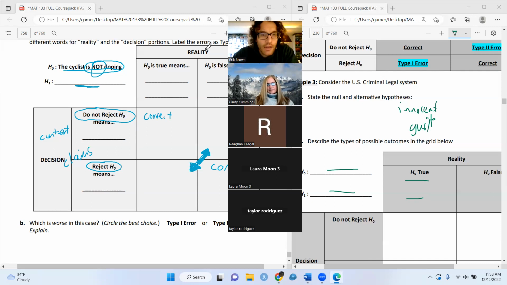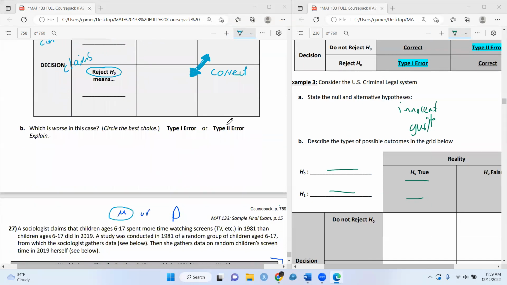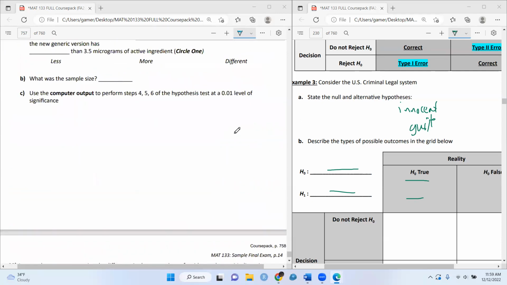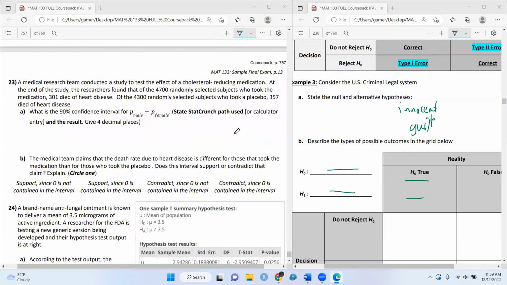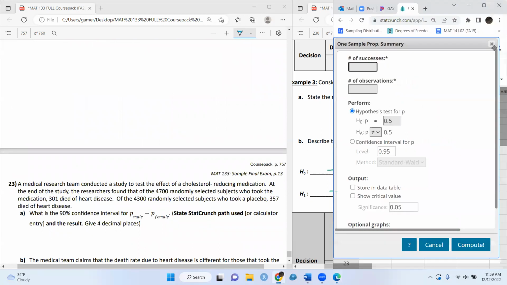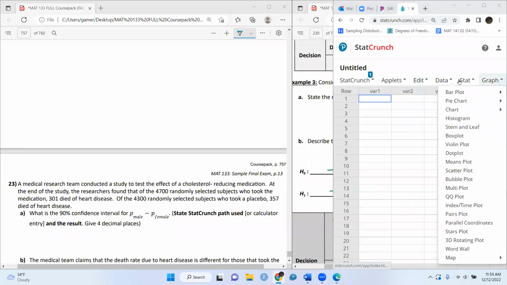What other questions do you all have? I'm having a brain fart on how to get the Z naught. Which question? The Z alpha over 2. Where do I go in StatCrunch for that? That's Stat, Calc, Normal. That's it. Yep. Okay. All right.